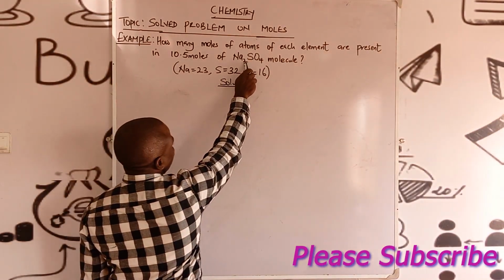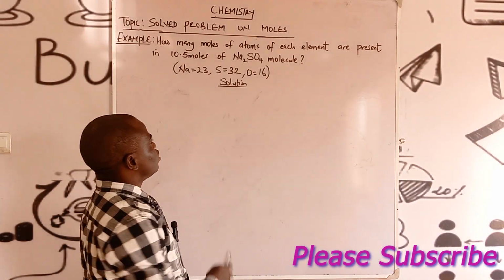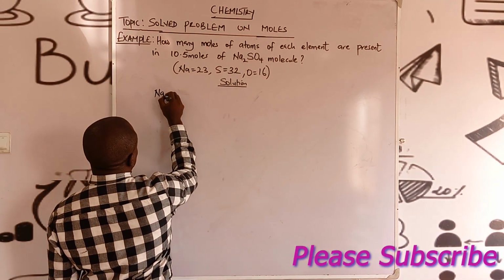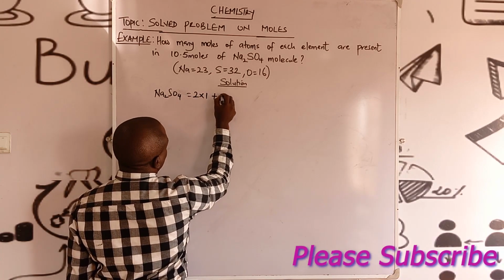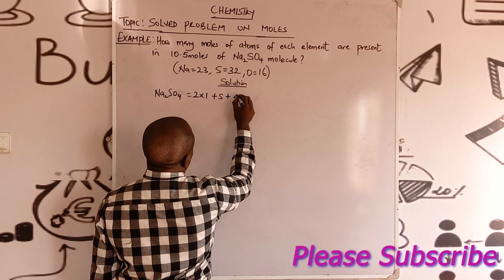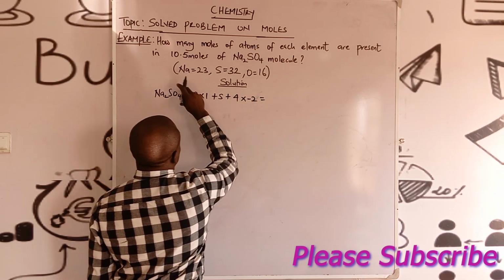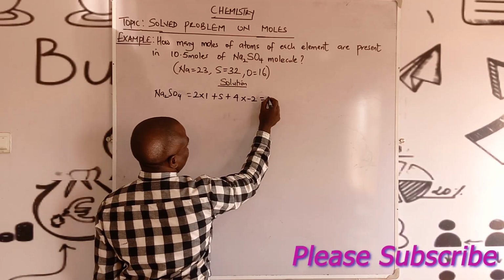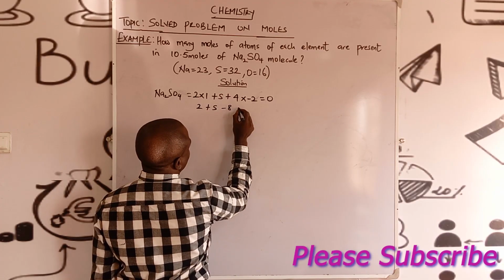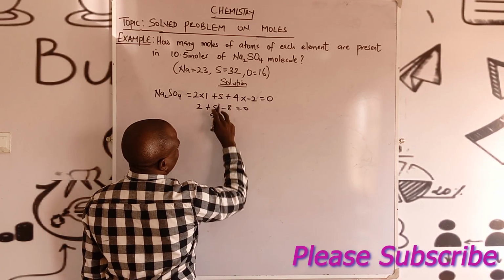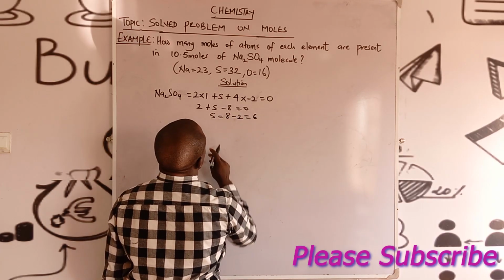This is how I'm naming it: 2 times the ion, positive 1 on sodium, that's 2 times 1, plus S, plus 4 times negative 2 on oxygen, equals 0, because there's nothing written here. 2 times 1, that's 2, plus S, 4 times negative 2, that's minus 8, equals 0. S, take minus 8 and push to the other side, it turns to 8 minus 2, which is 6.